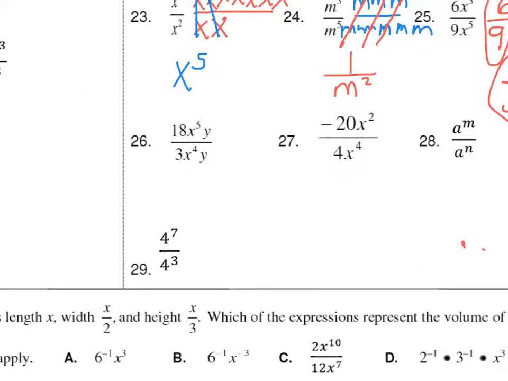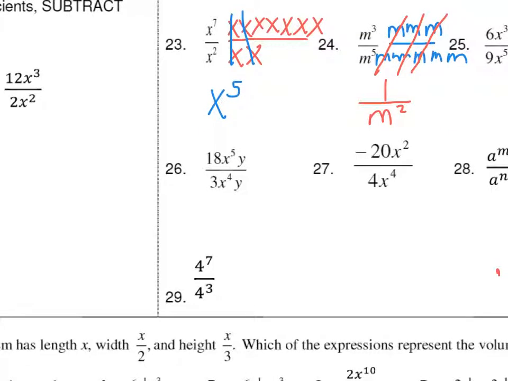Okay, let's look at number 26. I'm going to give us some room to expand this out. We have 18 times x to the 5th, so x, 2, 3, 4, 5 times y. That's our top. And then our bottom expands into 3 times x to the 4th times y.